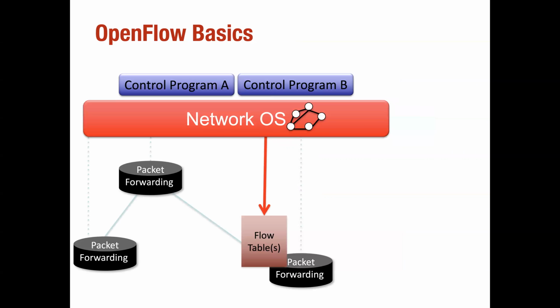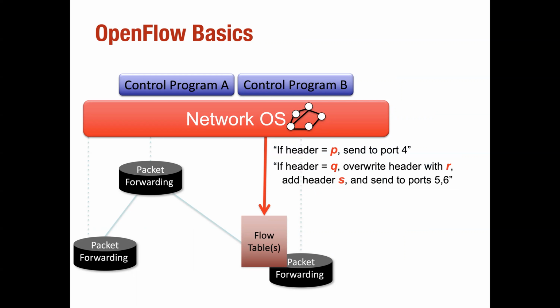Those will be sent as a bunch of OpenFlow rules, which we will cover; those are a bunch of match action table rules. Those rules can be that, hey, if the header of the packet is P, then send this packet to port 4, right? So it is matching on a particular header, and then it is taking an action to send that traffic to port 4, right? Similarly, if the header is Q, then override the header. That is, the action will be to modify the header and then add another header to it and then send it to two different ports, right?